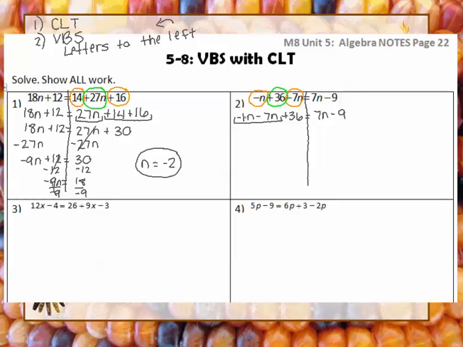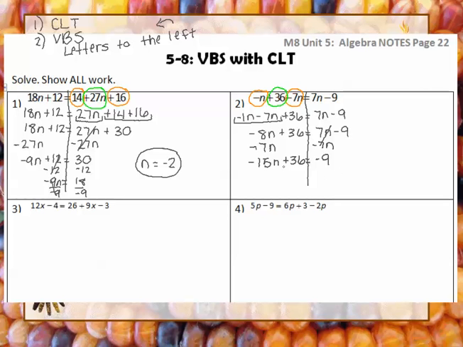Combine here, negative 1n minus 7n gives me negative 8n plus 36 is equal to, and just recopy, 7n minus 9. Now that I've solved that, I need to get my letters to the left and do my variables on both sides. So I'm going to move the 7n, oops, not plus 7n, the opposite of positive 7n is minus 7n. Minus 7n cancels here. Negative 8n minus 7n gives us negative 15n plus 36 is equal to negative 9. That's all that's left over here.